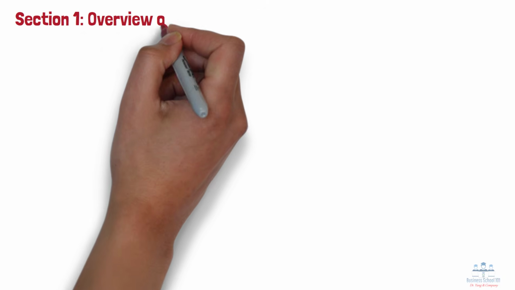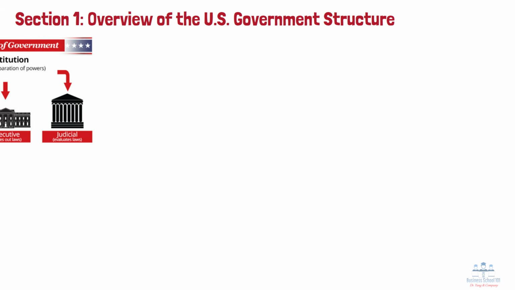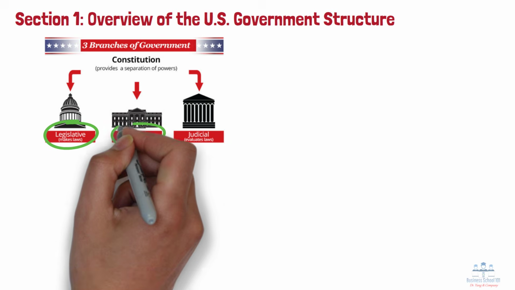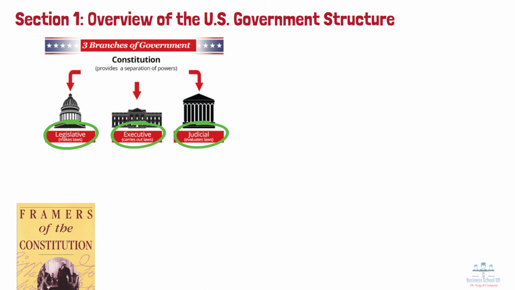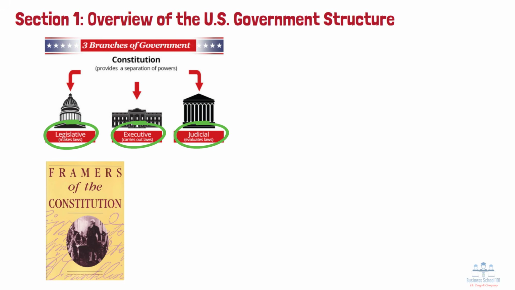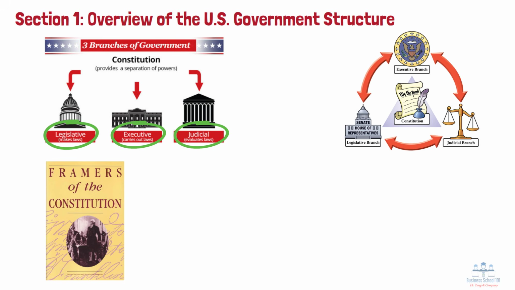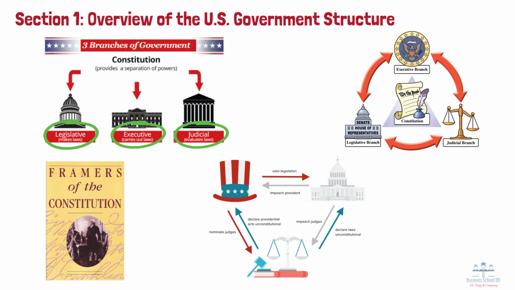Section 1, Overview of the U.S. Government Structure. The U.S. government is built on a foundation known as the separation of powers, which divides authority among three distinct branches: the legislative, executive, and judicial. This system was designed by the framers of the Constitution to prevent any one branch from becoming too powerful. Each branch has its own responsibilities, but they are all interconnected in a system known as checks and balances, which allows each branch to limit the powers of the others. Let's break down how each branch works and the role it plays in the government.